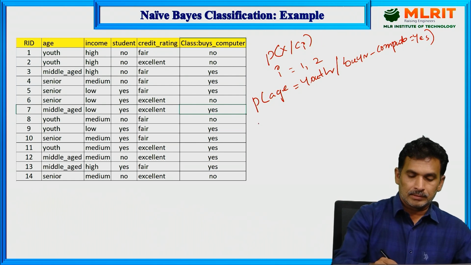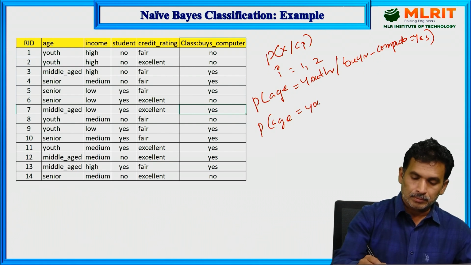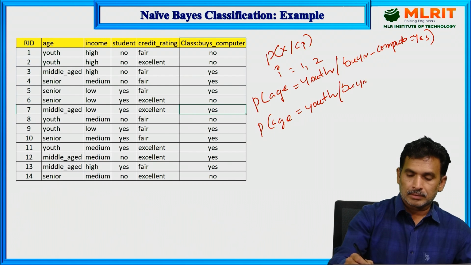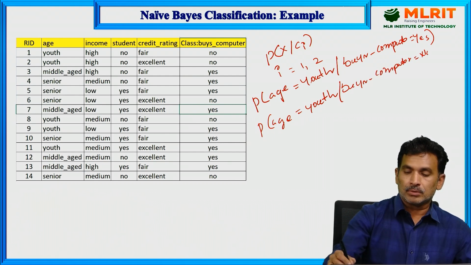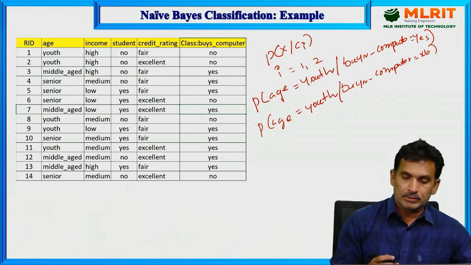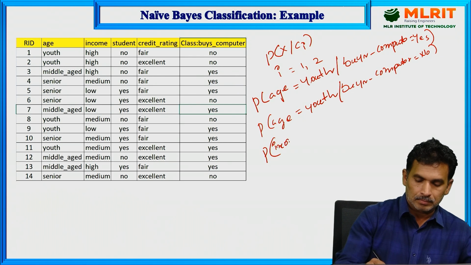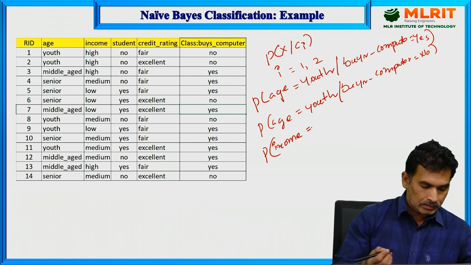So similarly, probability of age equal to youth given Bayes computer equal to no. Okay, so this is for this age youth, and similarly there are probability of income equal to medium.